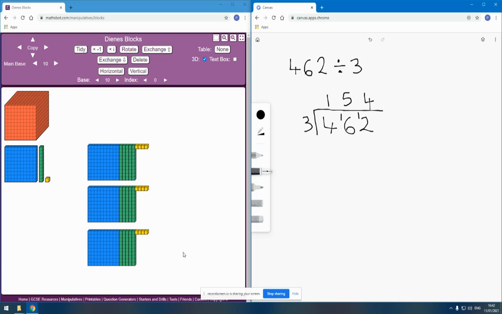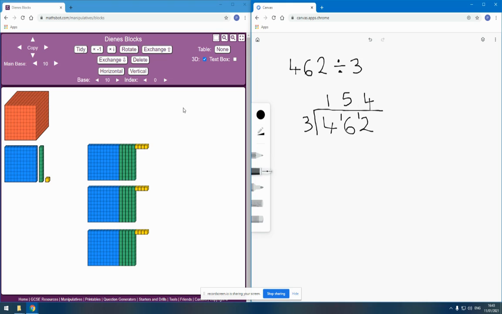So this is how we might make sense of what's happening in the formal division algorithm, certainly the short version of the formal division algorithm, using manipulatives. And like I say, you don't have to use the Dienes block manipulative there. You could use place value counters as long as pupils understand that a single 100 counter will exchange for 10 tens and a single tens counter will exchange for 10 ones. Or you can use multi-link if you have enough multi-link to build 462 out of individual blocks.